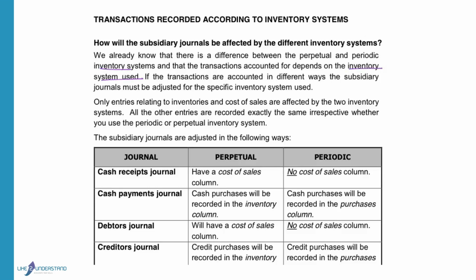If the transactions are counted in different ways, the subsidiary journals must also be adjusted for the specific inventory system. Only entries relating to inventory and cost of sales are affected by the two inventory systems. All the other entries are recorded in exactly the same way.